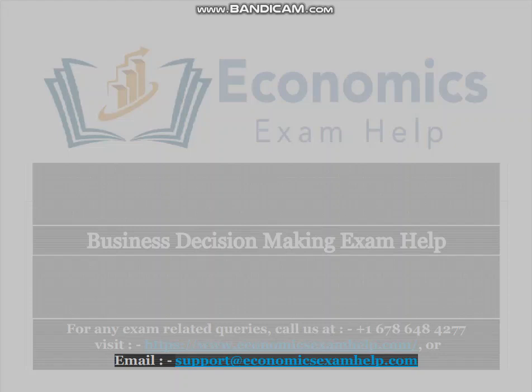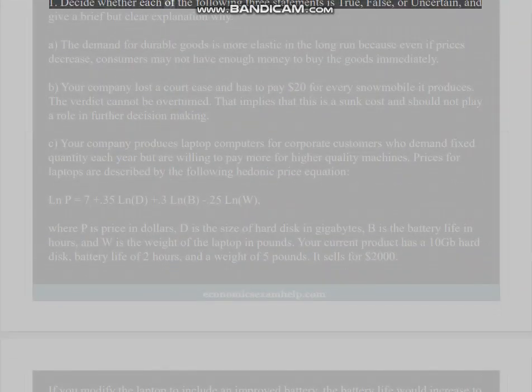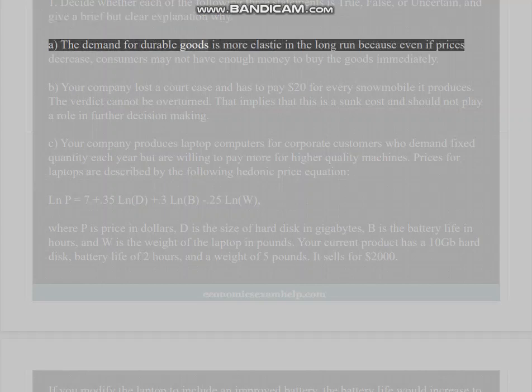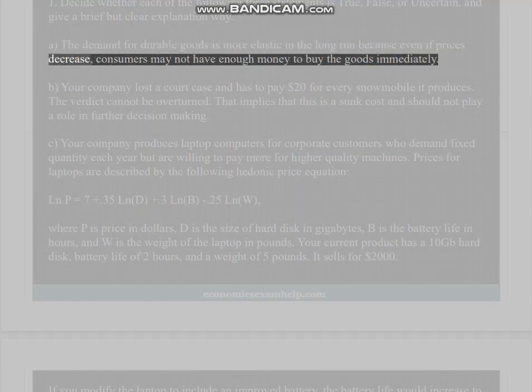1. Decide whether each of the following three statements is true, false, or uncertain, and give a brief but clear explanation why. A. The demand for durable goods is more elastic in the long run because even if prices decrease, consumers may not have enough money to buy the goods immediately.